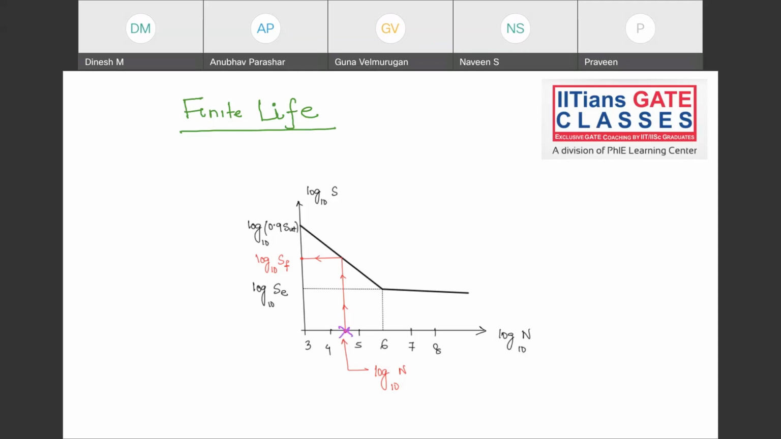Suppose you have to design it for this much of life. Let me say N is equal to 10 to the power 4.5. So definitely 10 to the power 4.5 is less than 10 to the power 6. So we'll mark this point. Against this point, we now know how to draw the S-N curve. We'll go to the curve, then we will go to the y-axis, so we'll get a point here, right? So what will be that point? The point will be log of S_f to the base 10.